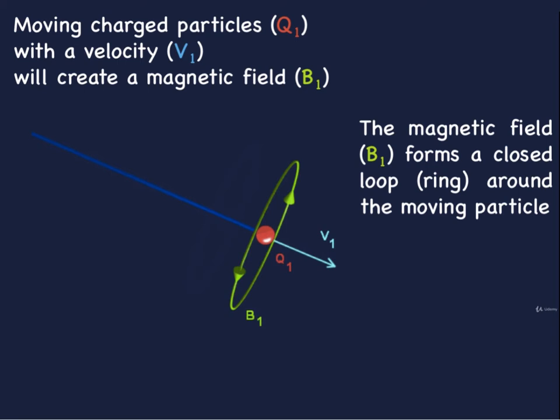Now we're going to continue to build this model, and this model will govern how things react inside a transformer later. But keep in mind, it is a model that we have created, but we're going to refer to it now as a magnetic field that forms a closed loop with some direction.